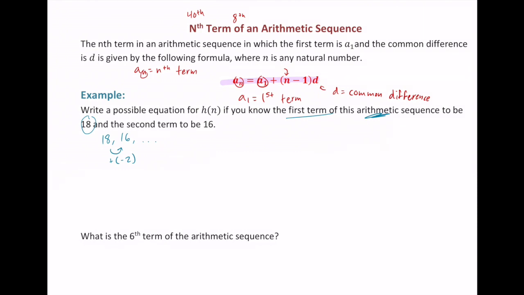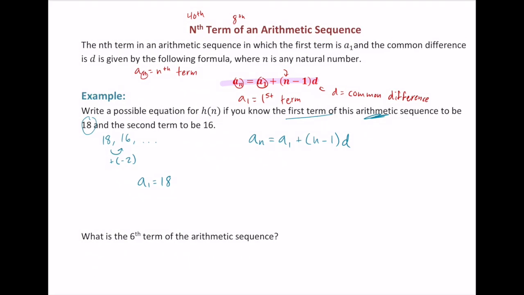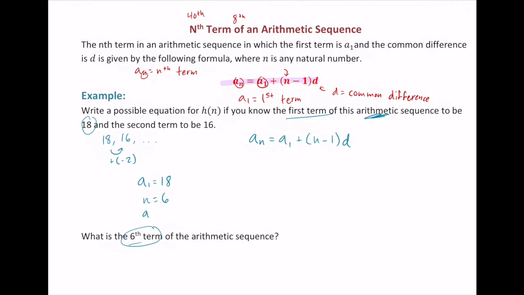So let's start to put this stuff together. In order to fill in my formula, I need to have a sub n equals a sub 1 plus n minus 1 times d. So what is a sub 1? A sub 1 is our first term that was given to us. We know it's 18. And then here in the problem, we're told that we want to find the 6th term. So n is 6, and our nth term, our 6th term, is a sub 6. And d, our common difference, is negative 2.